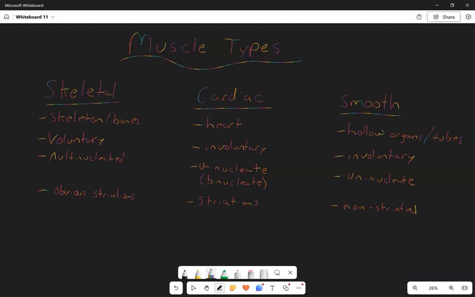Okay, the other thing I'm going to put in here is that our cardiac cells are branched. So that's an easy way that we can tell the cardiac muscle from other types of muscle, and that the cardiac muscle has intercalated discs. Remember, those are the modified junctions in between cardiac muscle cells.